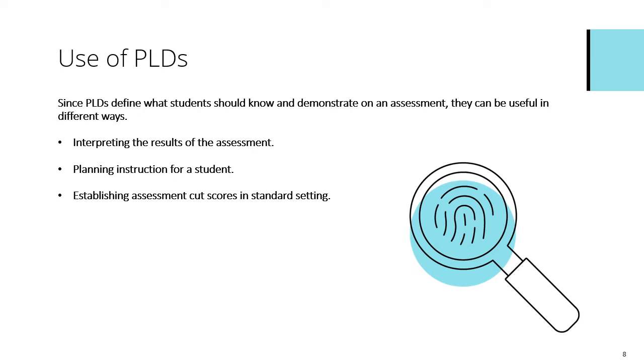Performance level descriptors define what students at each performance level should know and be able to demonstrate on an assessment. They can be helpful in these ways. The PLDs help interpret student performance on the assessment. If a student is classified into the satisfactory performance level based on his or her STAAR Alternate 2 results, he or she is likely able to demonstrate the skills listed in the descriptors under that performance level.